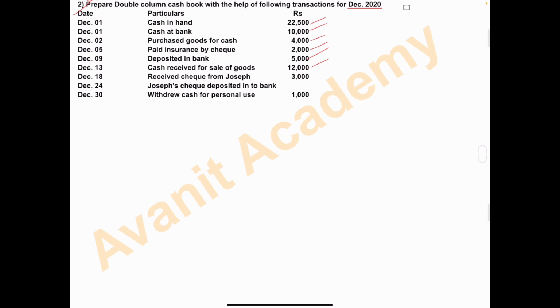18th December, received check from Joseph rupees 3,000. And on December 24th, Joseph check deposited into bank. And the last transaction, that is on December 30th, withdrew cash for personal use rupees 1,000. So all these transactions we have to record in double column cash book. Cash transaction amount we have to record in cash column, and bank transaction amount we have to record in bank column. Let's start the solution.